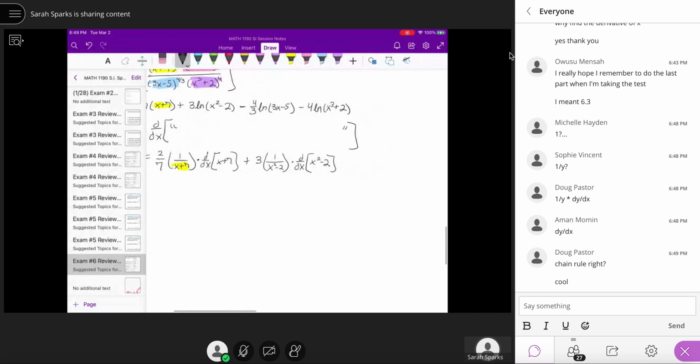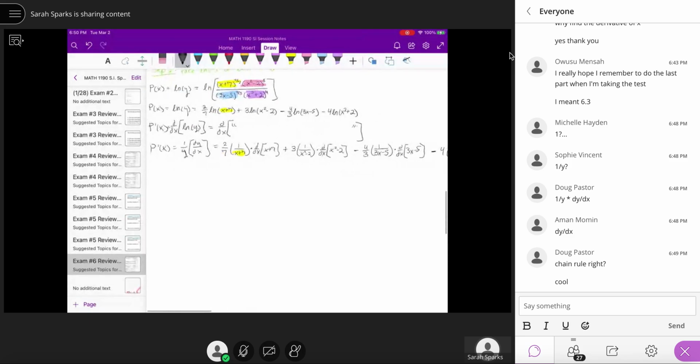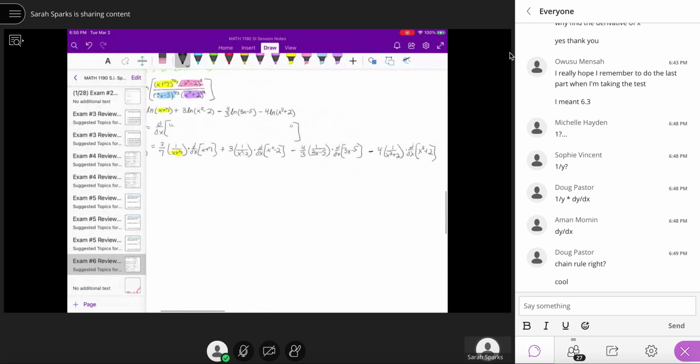Sorry, this is going to get a little long for a second. Minus 4/3 times 1 over 3x minus 5 times d dx of 3x minus 5, minus 4 times 1 over x cubed plus 2 times d dx of x cubed plus 2. I don't even know if I can zoom out all the way, but that's what we're going to get when we do our first derivatives.